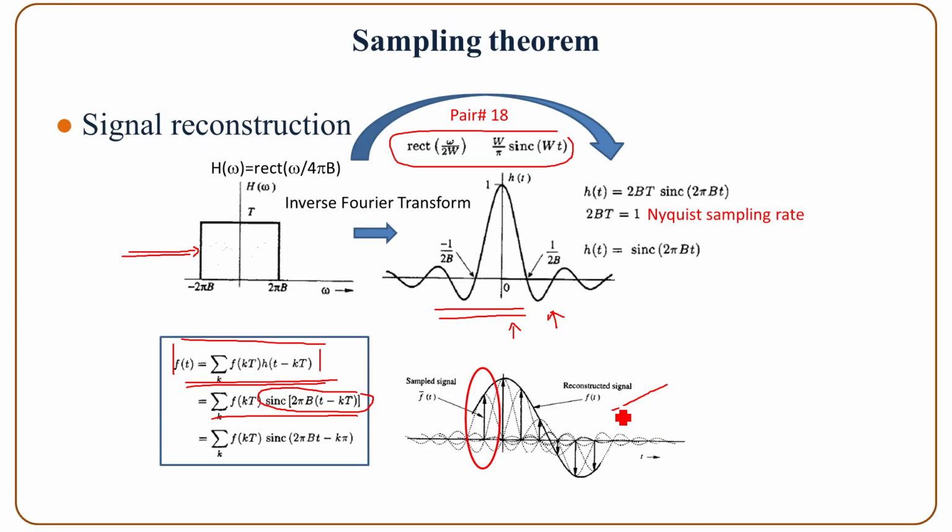And graphically speaking, we superimpose multiple sinc functions. So for example, one is there, and one is there, and another one is there. So we superimpose multiple sinc functions altogether, then the sum would give us the reconstructed signal f of t.